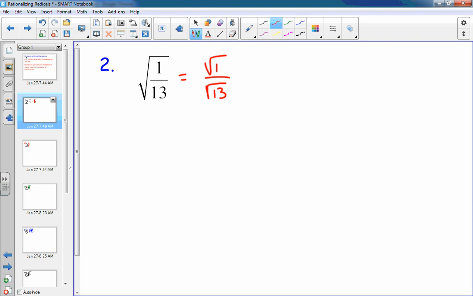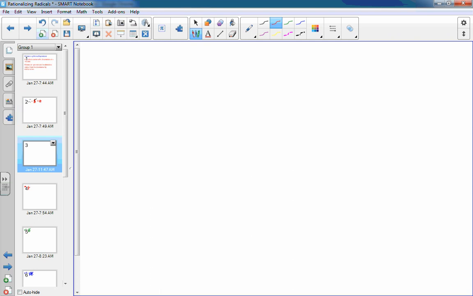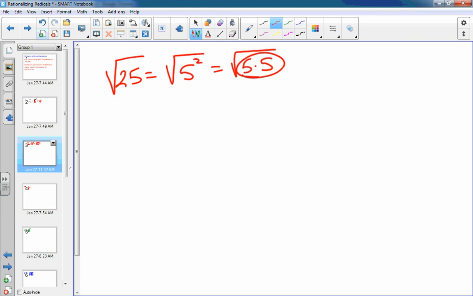Now, what is the square root of 1? 1. This comes out as a 1 to give me 1 over the square root of 13. Can I do anything with the square root of 13? No. Okay, we're not done with that problem, but here's what you need to understand. If I have the square root of 25, that's the same thing as 5 squared, which is the same thing as 5 times 5. So I had to have a pair of 5s in there to pull it out of the radical, which gives me just 5. Do we all understand that, yes or no?